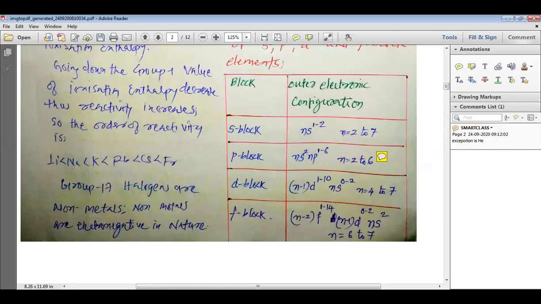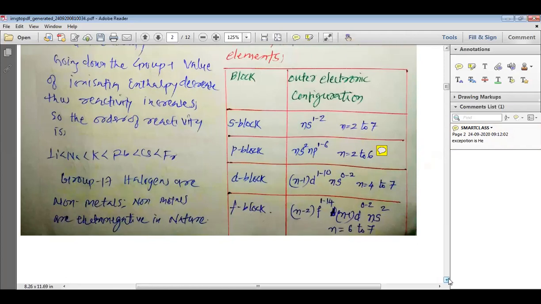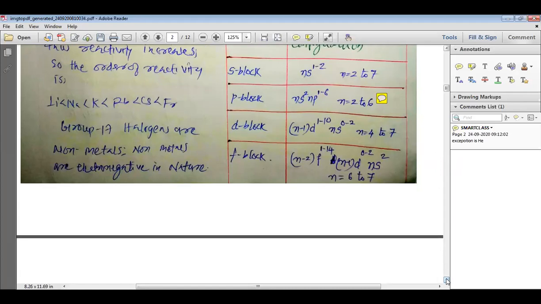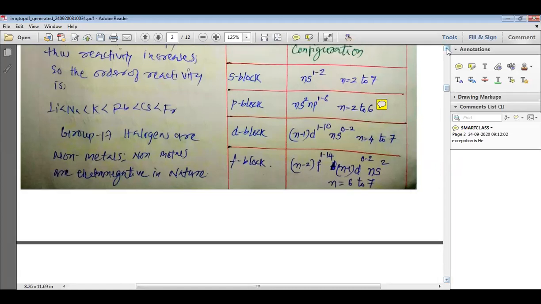So you can have 3d, 4d, 5d and 6d in the d block elements, and if you have the f block elements, then the general electronic configuration is going to be (n-2)f1 to 14, (n-1)d0 to 2 and ns2, where n is equal to 6 to 7. That means you have 4f and 5f, (n-2)4, (n-2)5, and this is how, my dear students, we can write the general electronic configuration.